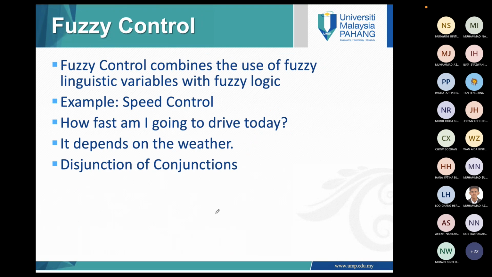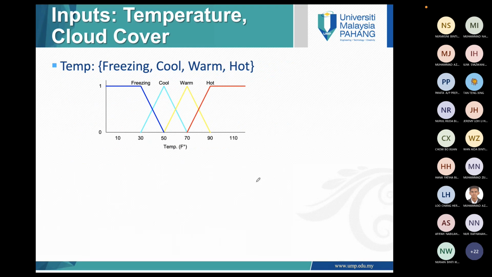So, fuzzy control. Fuzzy control combines the use of fuzzy linguistic variables with fuzzy logic. For example, speed control: how fast am I going to drive today? It will depend on the weather. Disjunction of conjunctions. Let's say we have two inputs here: temperature and cloud cover. For the temperature we have freezing, cool, warm, and hot.